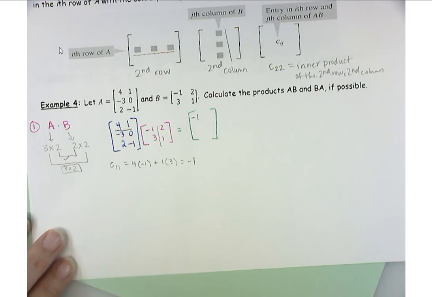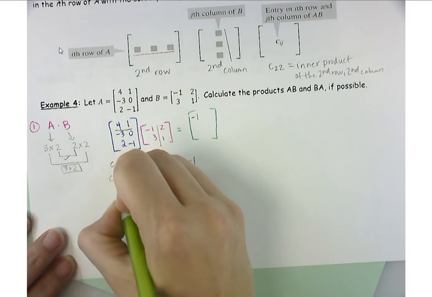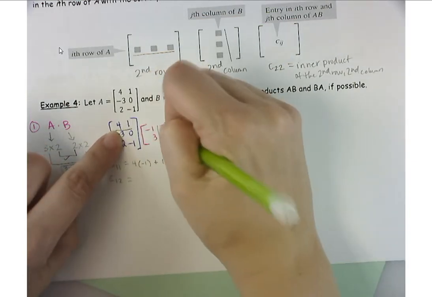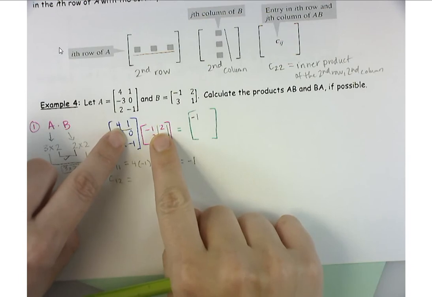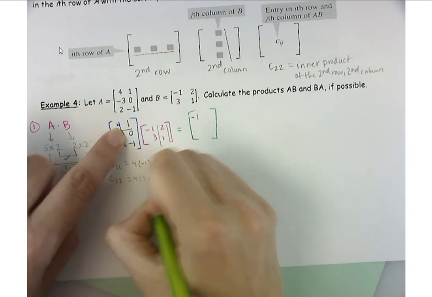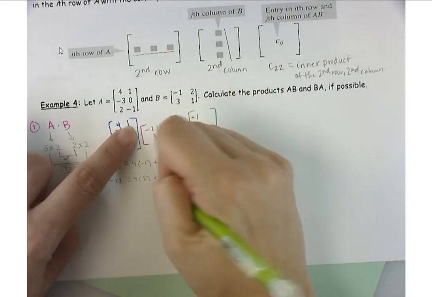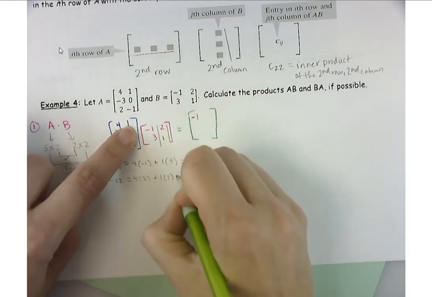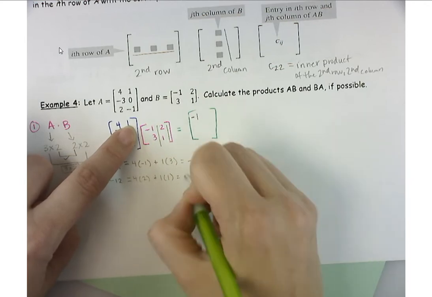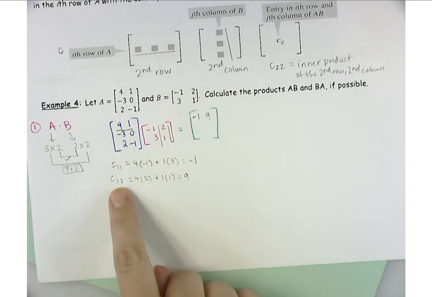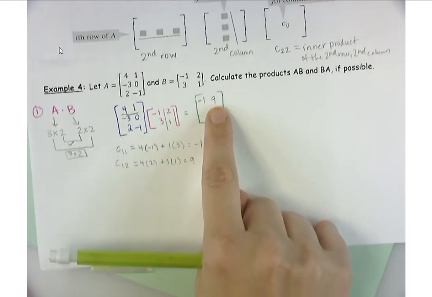So now I'm going to do the first row, the second column. Okay, so this is the first row, this is the second column. So now I'm multiplying 4 times 2, and I'm going to add that to 1 times 1. Okay, and then 8 plus 1 would be 9. So then when I put that in my matrix, I say, okay, I want the first row, the second column, and that's where I'm going to substitute it in.